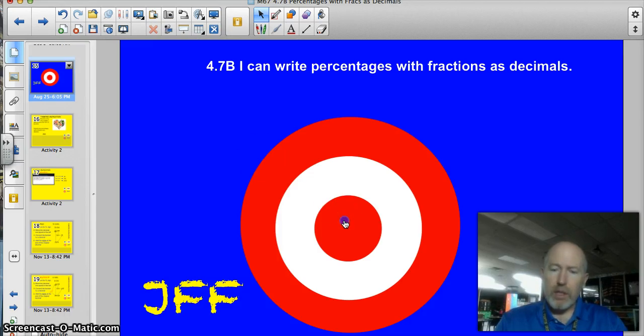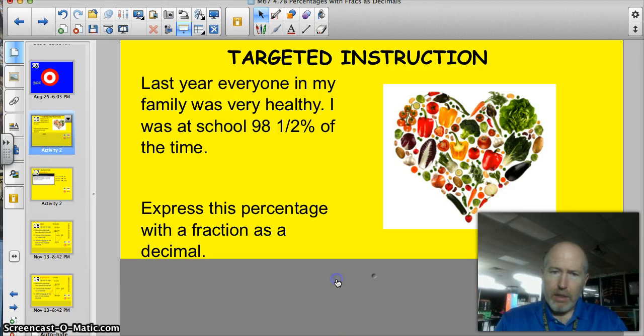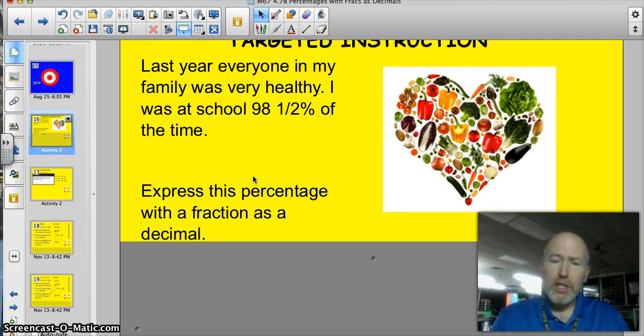Let's do this thing. Last year everyone in my family was very healthy. I was at school 98.5% of the time. Here's a percentage with a fraction tacked onto it. Not 98%, not 99%, but 98.5% of the time. Express this percentage with a fraction as a decimal.